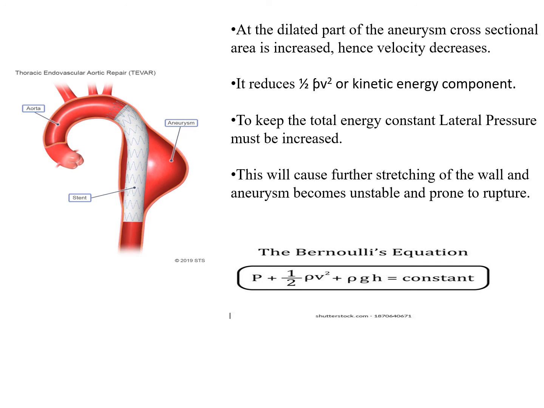Already the wall is dilated and weak, and with this increased lateral pressure, there will be further stretching of the wall of the aneurysm, and as a result, the aneurysm will become unstable and prone to rupture. This explains why aneurysms are more prone to rupture.